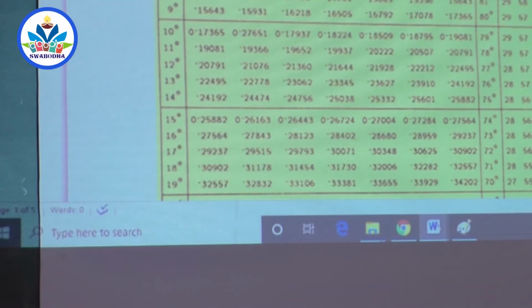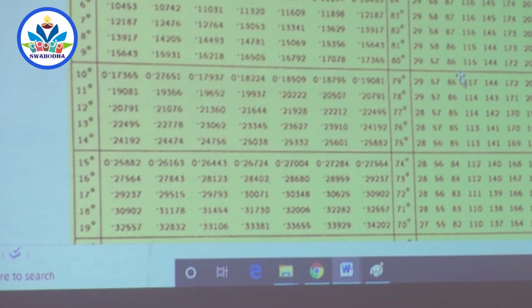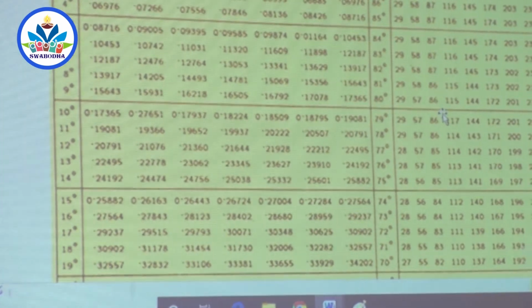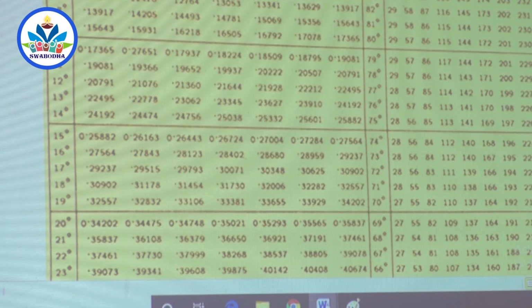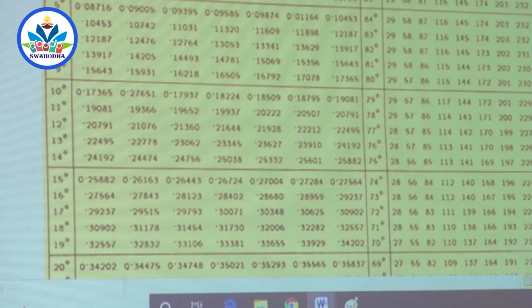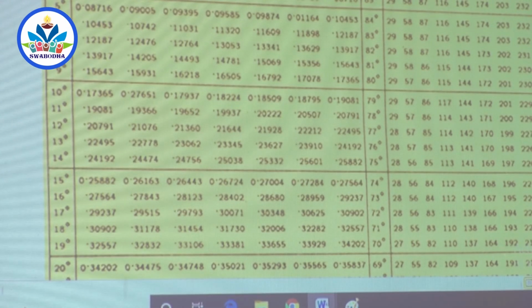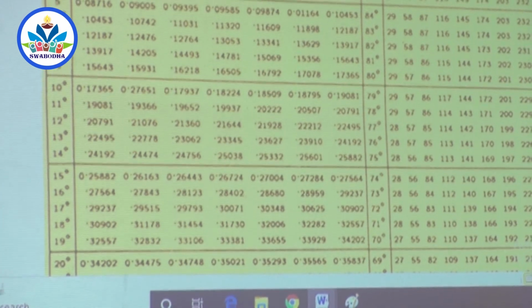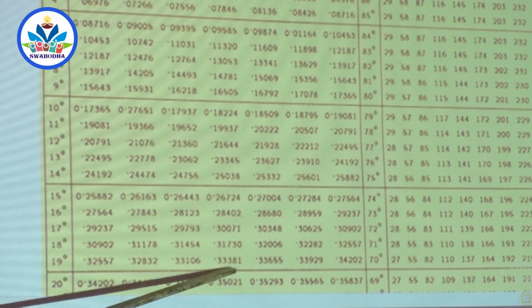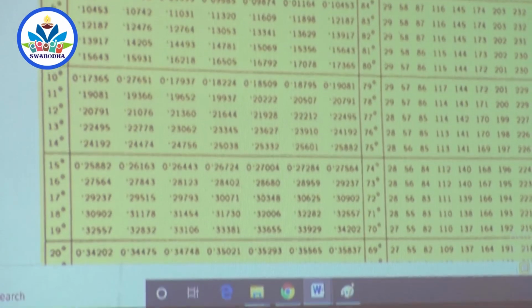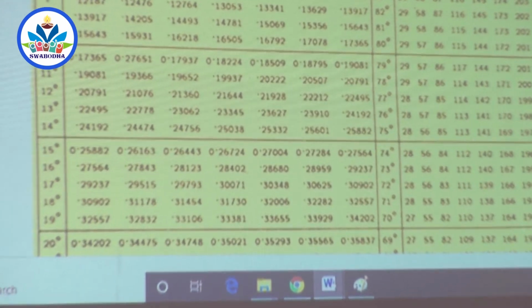0.333, or search here, somewhere here. I think we get it here. Yes, you will get it here. 0.333, where is it? See, 0.32557, 0.32832, 0.33. Here it is. This is enough for us. 0.33381. That is enough. Can you see this?